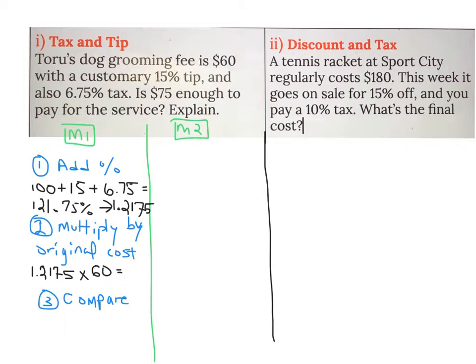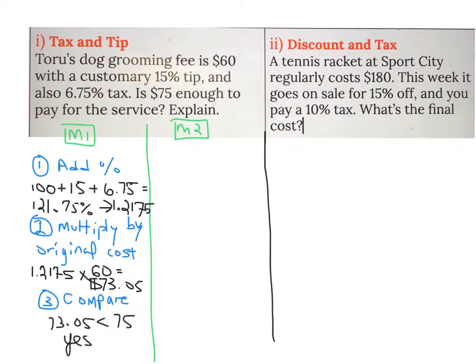Okay, now step two, multiply by the original cost. If you do that, you're going to get $73.05. And now if you compare, you can see that $73.05 is less than $75. So when they ask is $75 enough, the answer is yes, $75 is enough. And then you have some to spare.